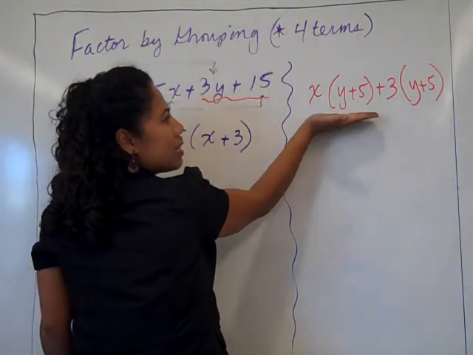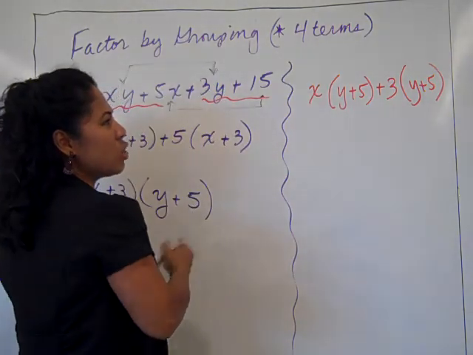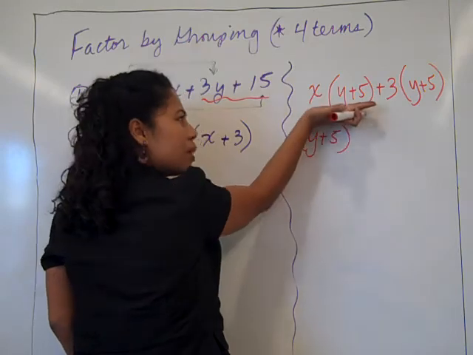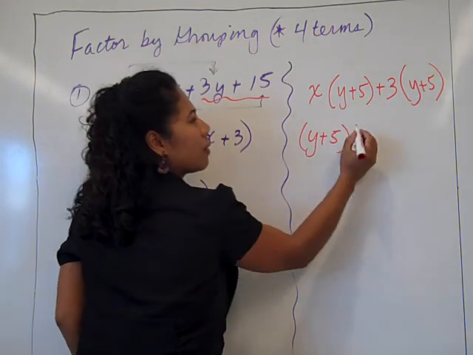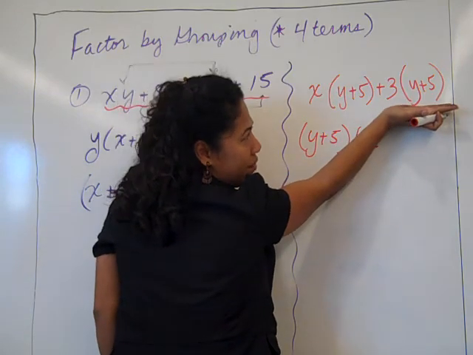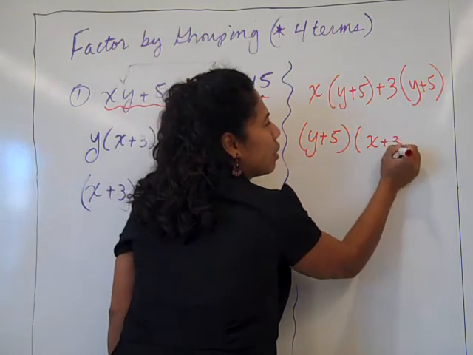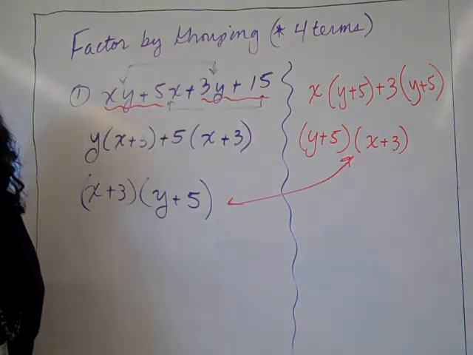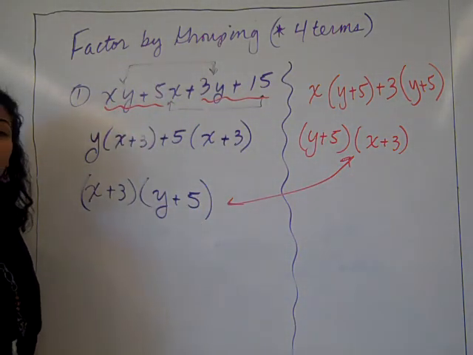All right. Look at this and look at that. What is my GCF right there? y plus 5. If I factor y plus 5 out of here, what do I have left? x. If I factor y plus 5 out of here, what do I have left? Plus 3. Look at this and look at that. It's the same.